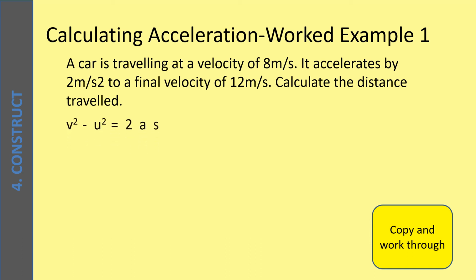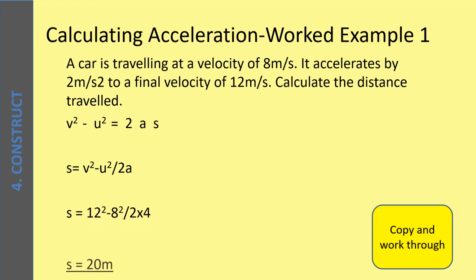Then write your equation down. v squared minus u squared equals 2as. This time we need to rearrange it for s. So s equals v squared minus u squared, and all of that divided by 2 times a. Substitute in your figures, put it into your calculator, gives you s equals 20 meters.